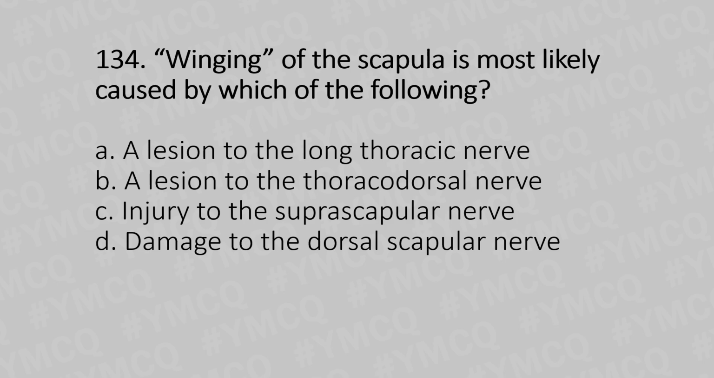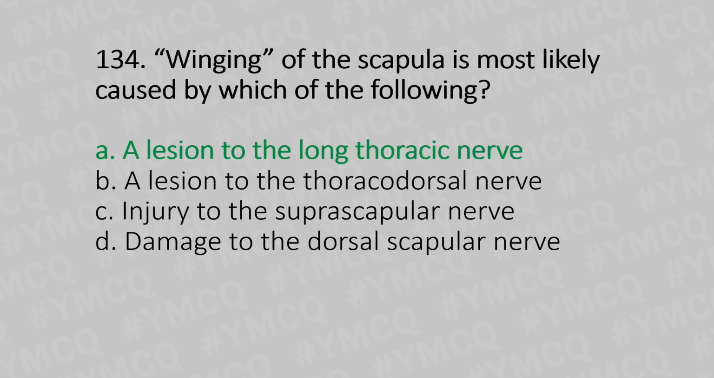Now let's move to question number 134. Winging of scapula is most likely caused by which of the following? Option A, lesion to the long thoracic nerve. Option B, a lesion to the thoracodorsal nerve. Option C, injury to suprascapular nerve. Option D, damage to dorsal scapular nerve. And the answer is option A, lesion to the long thoracic nerve.